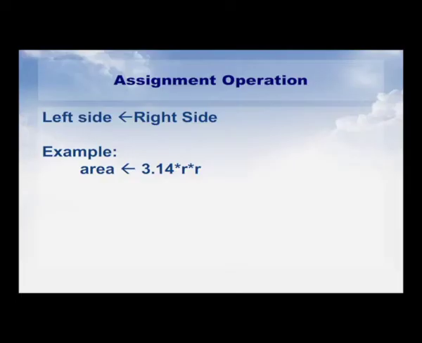The format of the assignment operation can be seen on the screen. The value on the right side is assigned to the left side variable. For example, the area of a circle can be calculated and assigned to a variable as shown in the console. Here you can see that we compute the area of a circle using the formula 3.14 into r, where 3.14 refers to the value of pi, into r square, which is computed and assigned to the variable area. Are you clear about the keywords?